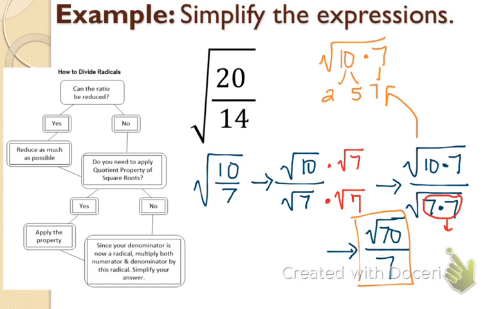Now you're probably thinking, okay, you said to simplify, reduce as much as possible. Can't we reduce 70 and 7? The answer is no. Do not divide 70 by 7, because it's not 70 divided by 7. It's square root of 70 divided by 7. Think of this square root as a house. The 70 is inside the house. This is not. So you cannot go inside the house and try to split it up. It doesn't work. So that is our final answer.